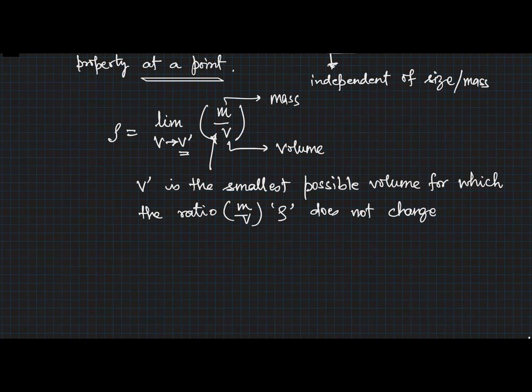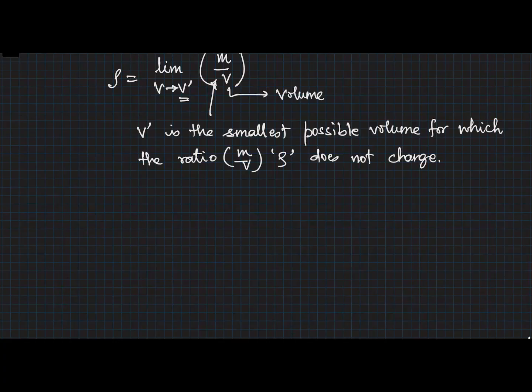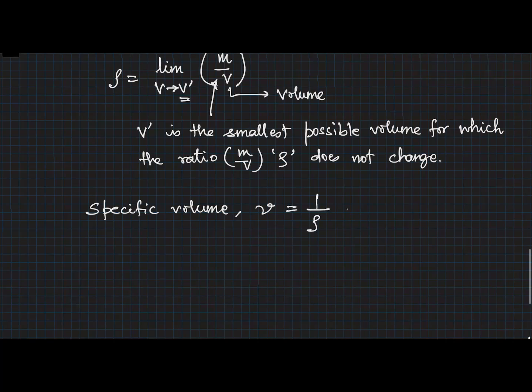Okay, and this is the definition of density, but we have not yet defined what a specific volume is. To define a specific volume, you can just take the reciprocal of this density. So a specific volume, which we denote by v, is nothing but the reciprocal of density.